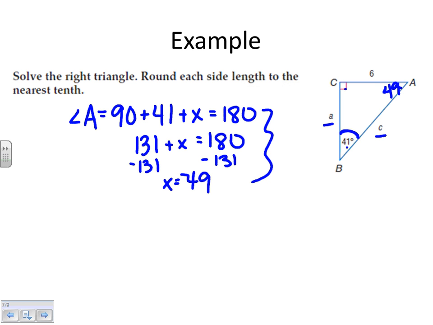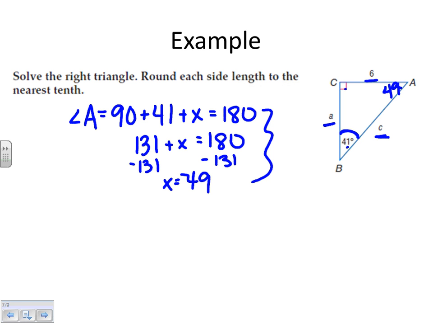So we want to use the one that's given to us. We don't want to use 90 degrees because we can't use the right angle ever. So we're going to use this 41. What we do have is an opposite side. We're missing the hypotenuse and we're missing the adjacent side. So I'm going to use something that deals with the opposite and the hypotenuse.